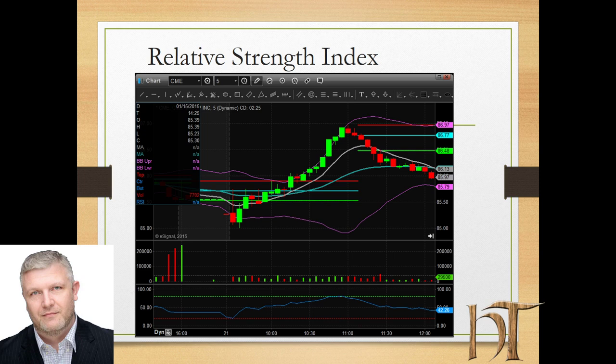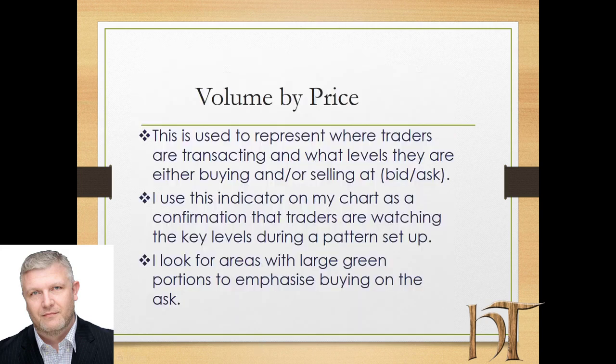Now, another indicator that I always have. Here we always have the volume, the little volume histogram. On this one, I'm going to show on the DAS Trader volume by price. I have this by default on all of my 1 minute and 5 minute charts, and this indicator is used to represent where other traders are transacting and at what levels they're actually buying or selling. So are they buying on the bid or are they buying on the ask?